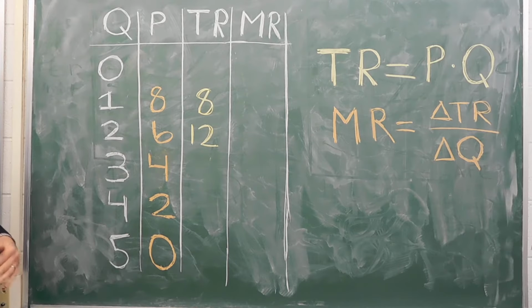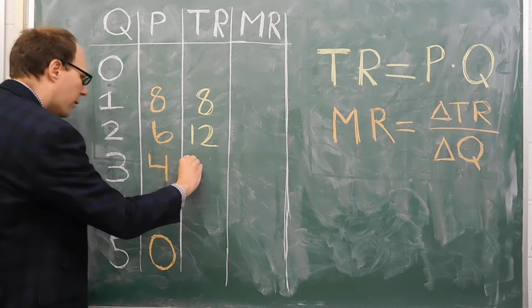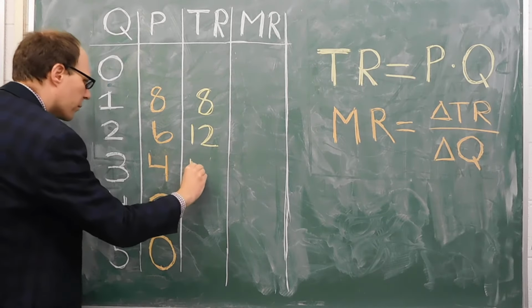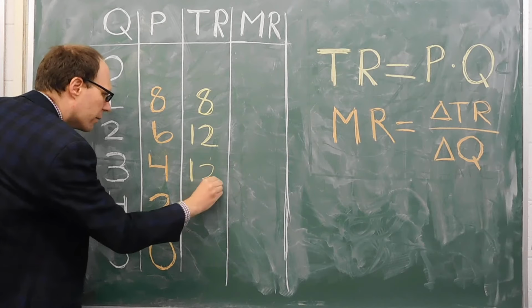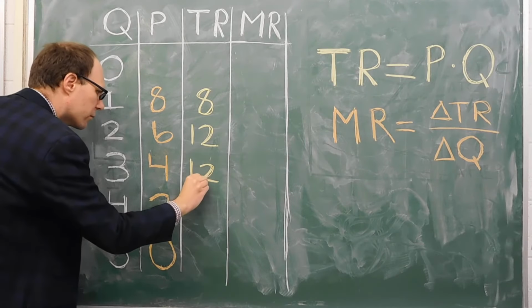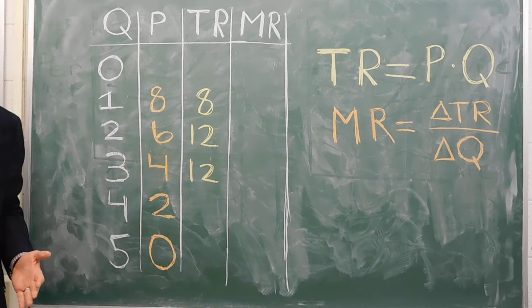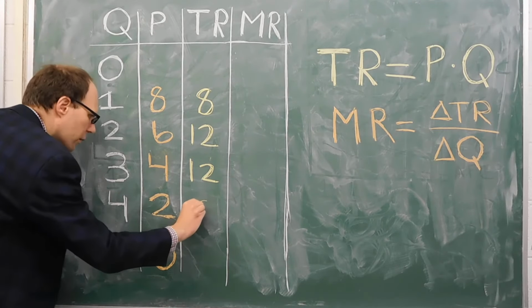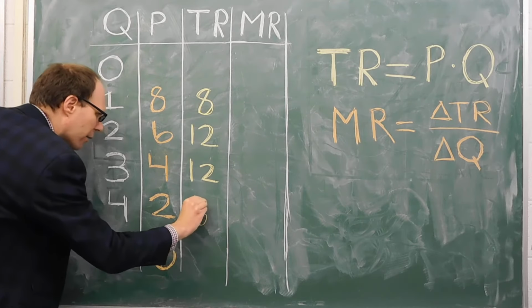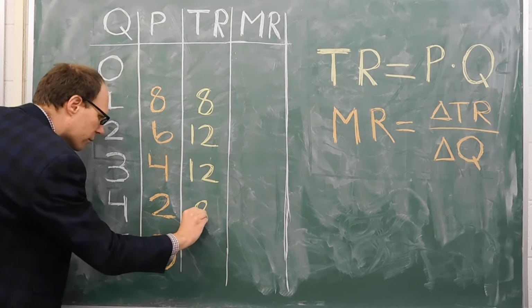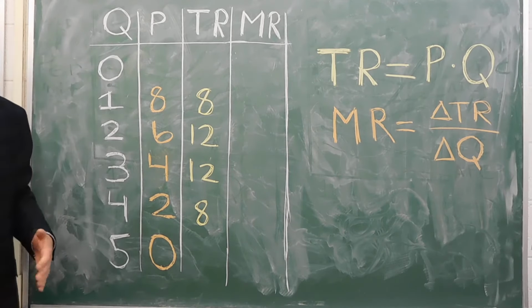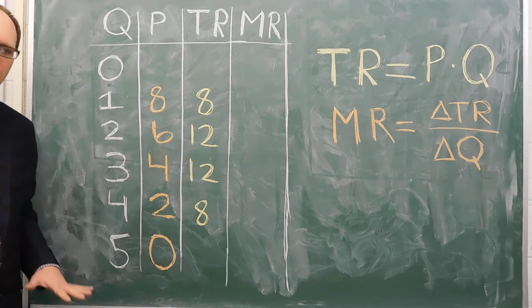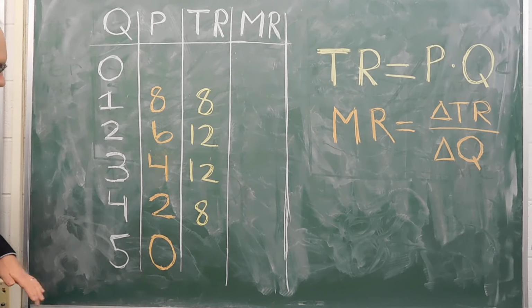Increase the production to 3. We're going to sell all the boxes of chalk our company makes. 3 times 4, $12. Produce 4 boxes of chalk. 4 times 2, $8. And you can produce 5 boxes of chalk. If you're going to get everyone to buy that chalk, well, you sell it at 0.